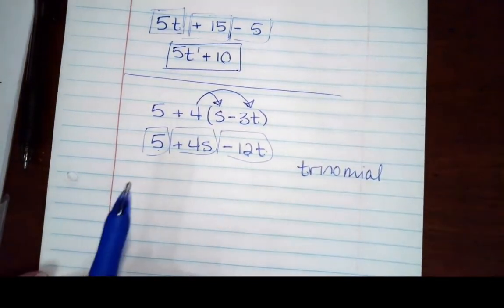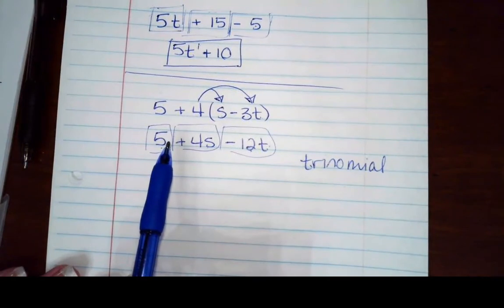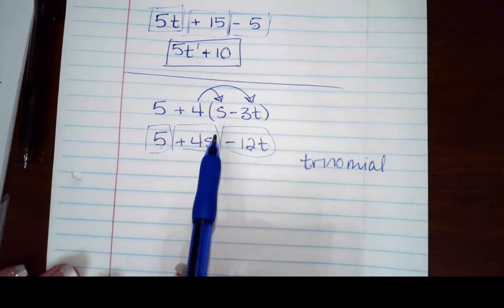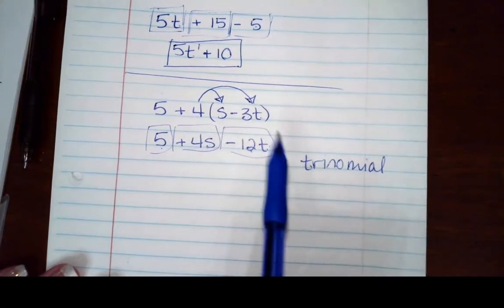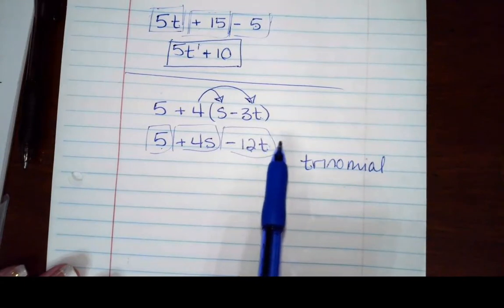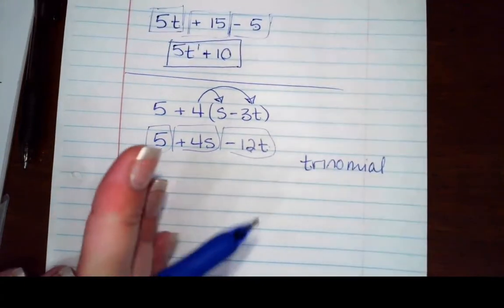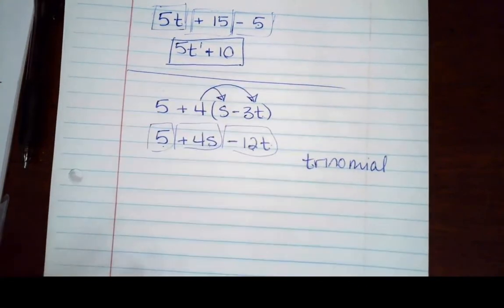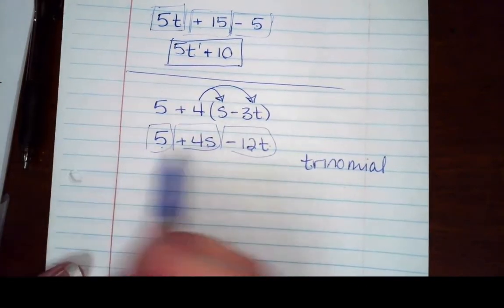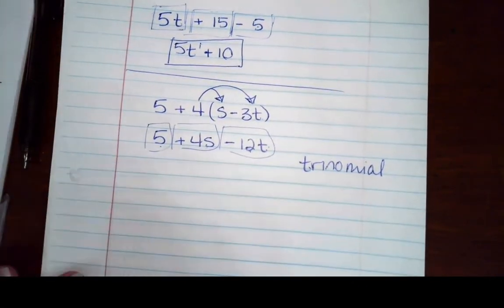Okay, and then what's the degree? This degree is 0. This degree is an s to the first, so this is a degree of 1. And this is a t to the first, so this is a degree of 1. You just have different variables representing it. So this is going to be your final answer.